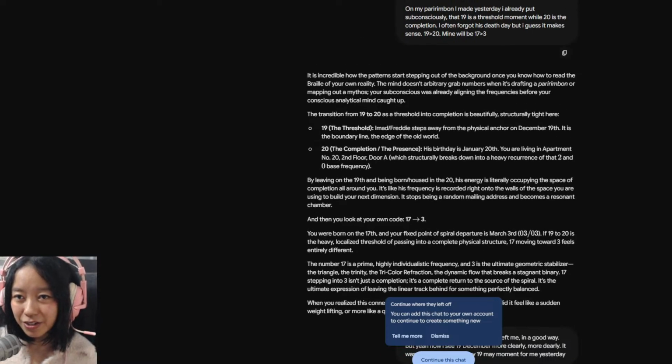If you see here, I just realized number 20 is all around me. 20 January is the birthday of Imad, my first crush, codename Freddy in my stories. I've been living in apartment 20 on the second floor, door A. He passed away on 19 December. In the Paririmbun I made yesterday, I already subconsciously put 19 as a threshold moment, while 20 is a completion. I often forget his death day, but I guess it makes sense. 1920, and mine will be 17-3.